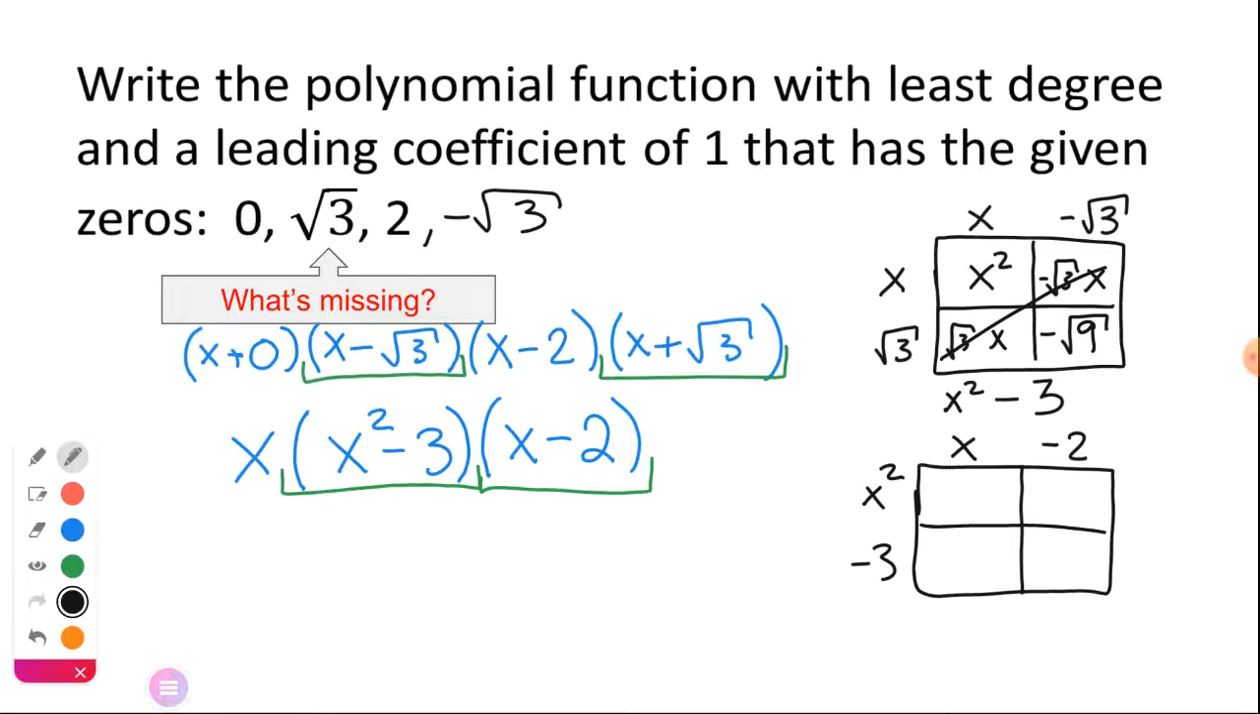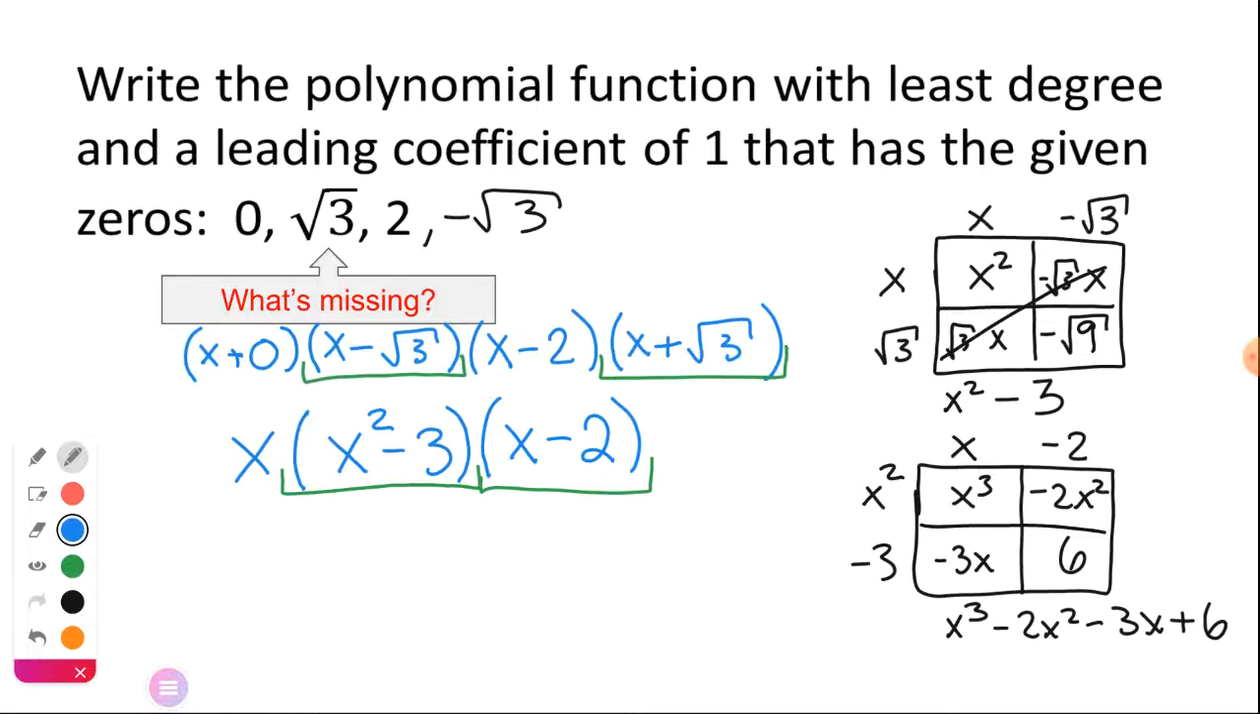X squared times x is x cubed. X squared times negative 2 is negative 2x squared. Negative 3 times x is negative 3x. Negative 3 times negative 2 is a positive 6. Putting all our like terms together, we get x cubed, that's our only x cubed. Negative 2x squared, that's our only x squared. Negative 3x is our only x, and plus 6. So that would be our new polynomial after multiplying those.